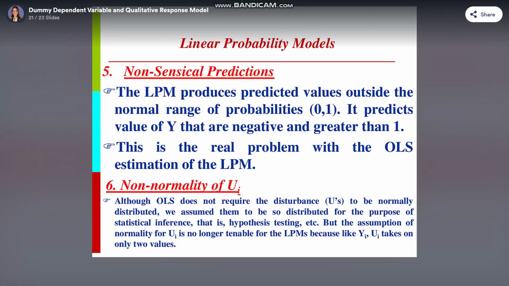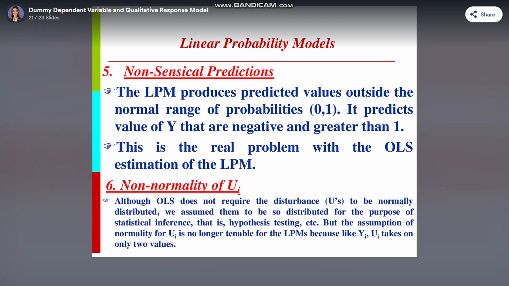Let's focus on a major issue with linear probability models, or LPMs. They often predict probabilities outside the logical range of 0 to 1, which is a fundamental problem. This means sometimes the model suggests negative probabilities or values above 1, which just doesn't make sense.